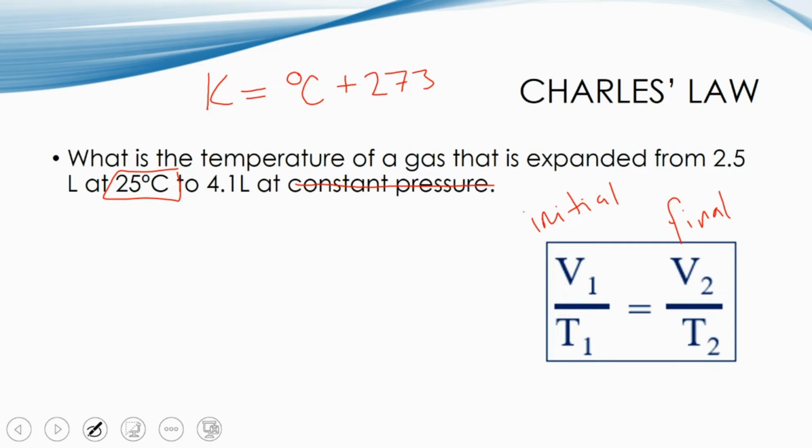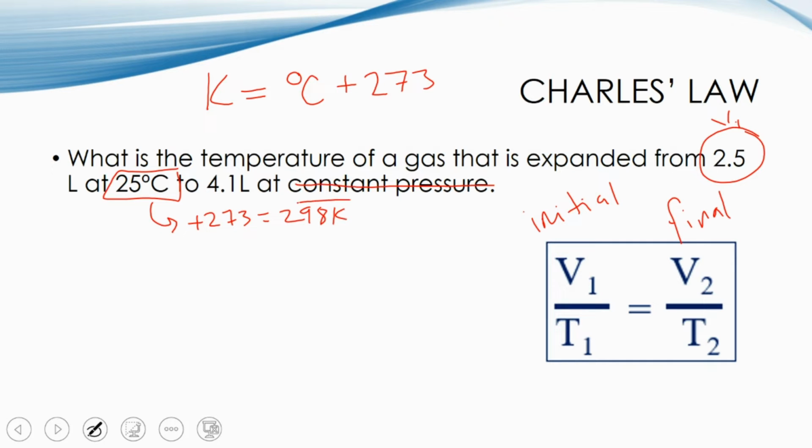So our V1 is going to be 2.5. And we know then that the Celsius, because it was at the beginning, we're going to add 273. So when we do that, we get 298.